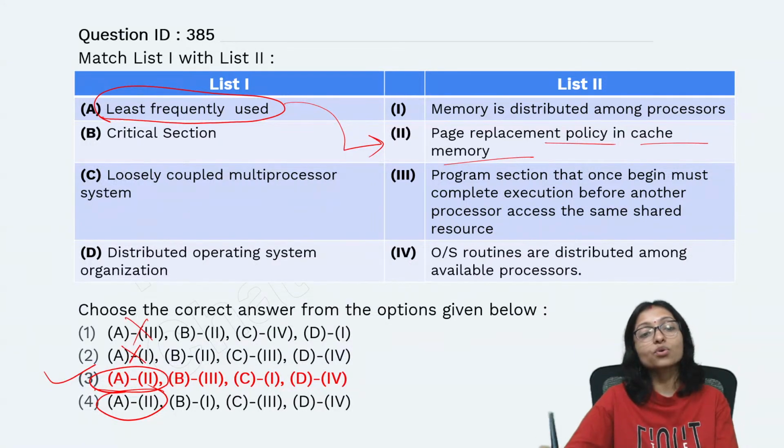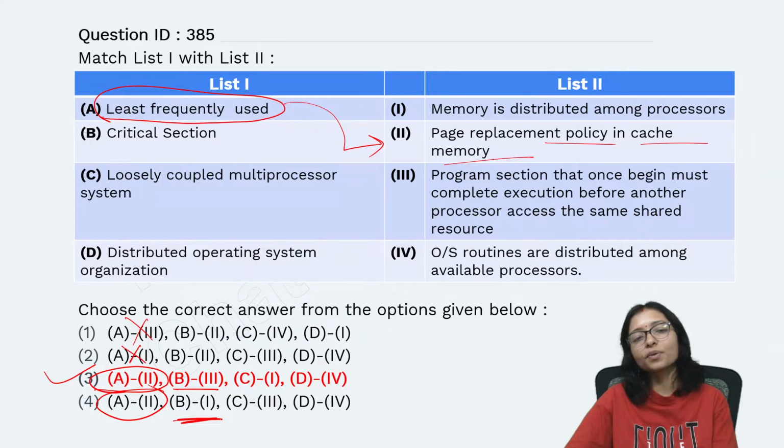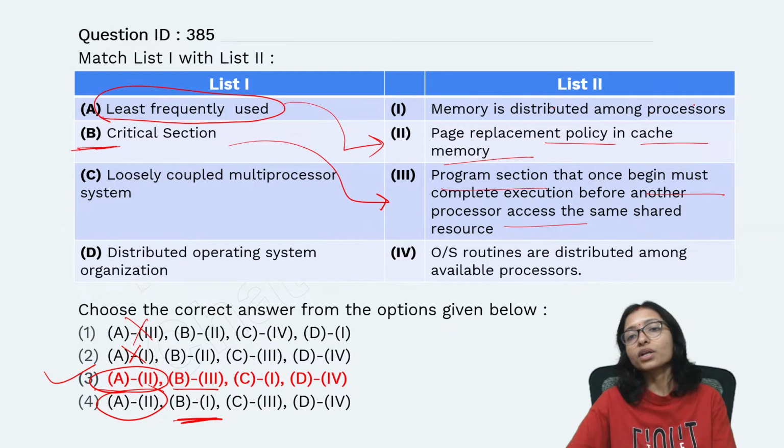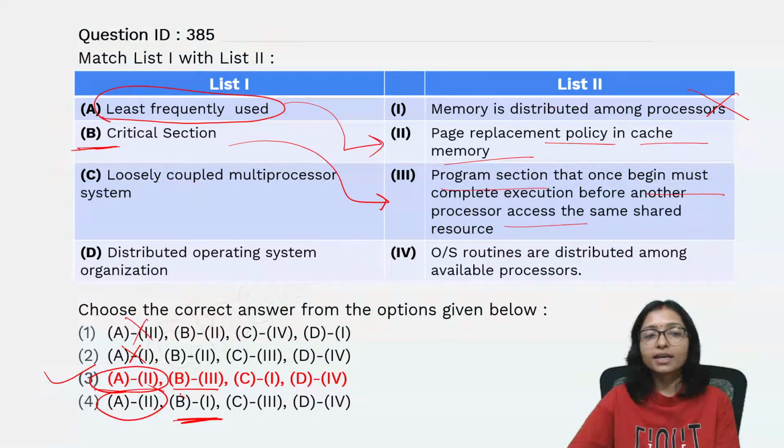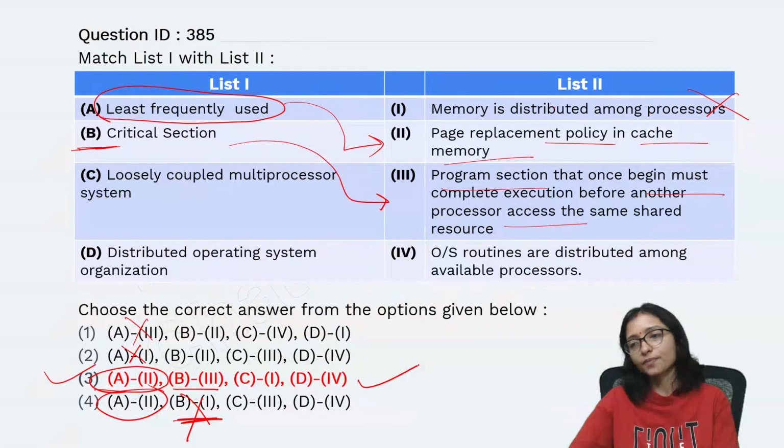This is the way how quickly you can solve. Always learn the habit of how quickly you can solve. Here, if I am thinking about B, then I can take the decision. The critical section, the program section, is definitely this one. Memory for distributed is not. So I can eliminate the answer. Without reading C and D also you can get the answer.